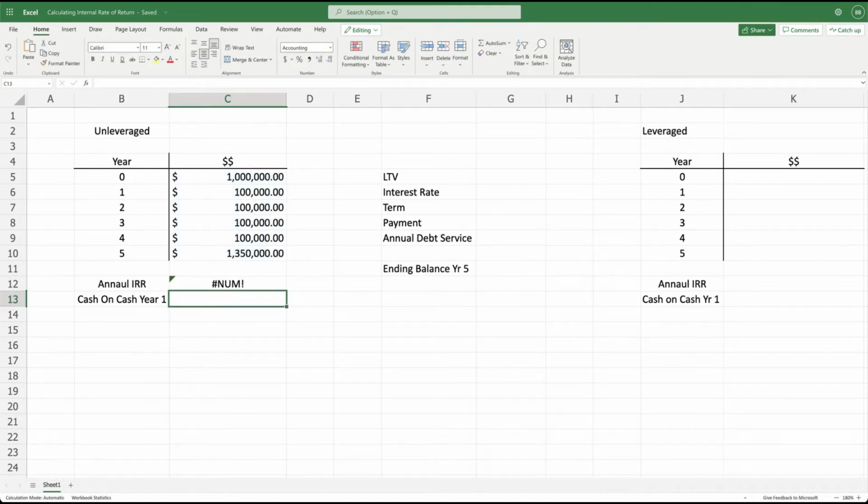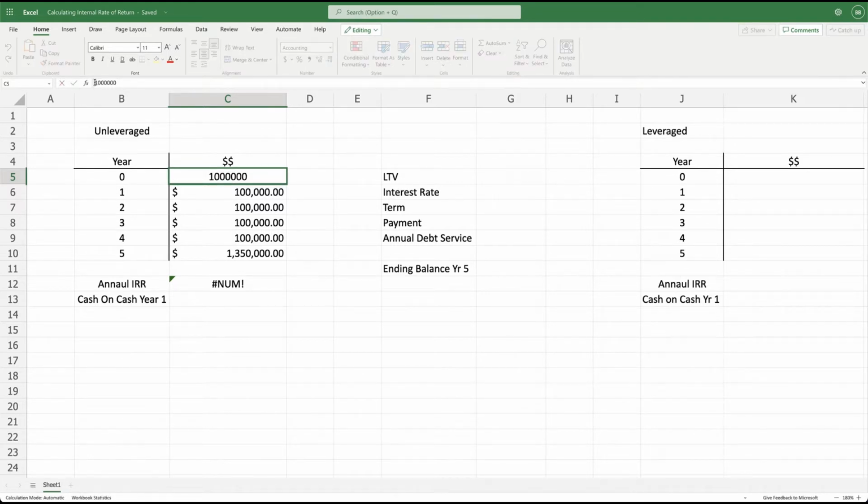It gives us an error, and the reason there's an error is because at year 0, when you buy it for $1 million cash, this number right here needs to be a negative because money is leaving you at that point. That $1 million is leaving your pocket, and the rest of these cash flows are cash coming to you that you can put in your pocket, so they're positive.